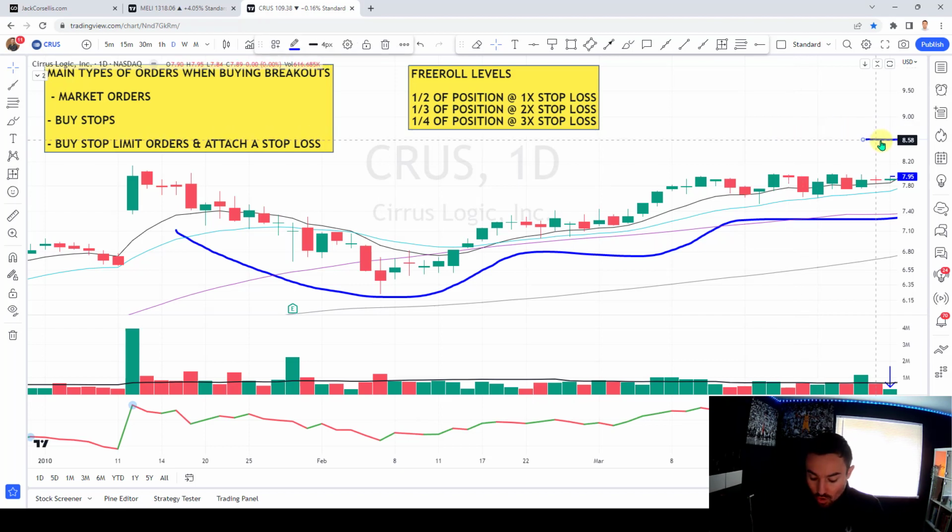So what on earth is a buy stop limit order, and why do I think it is more effective than using market orders or buy stop orders? Well, it all comes back to defining your risk, controlling your risk and planning out the trade. So I very much like to plan my trade out in advance to the greatest extent that I possibly can. So let's get into it. $7.95.